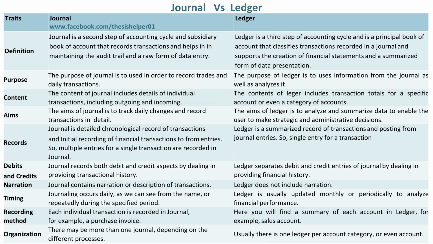So, multiple entries for a single transaction are recorded in journal. Whereas, ledger is a summarized record of transactions and posting from journal entries. So, a single entry for a transaction.